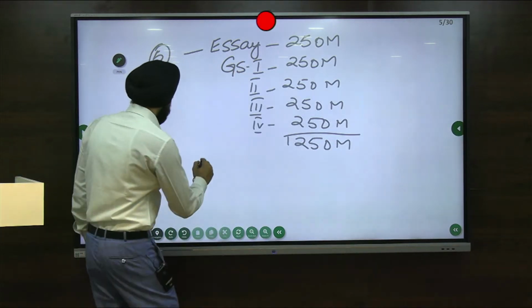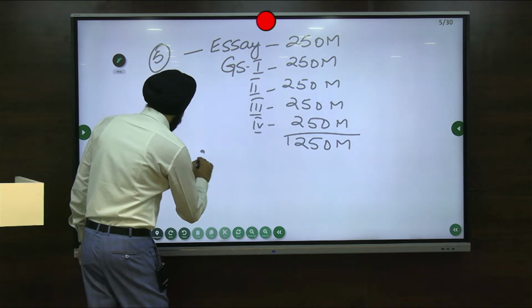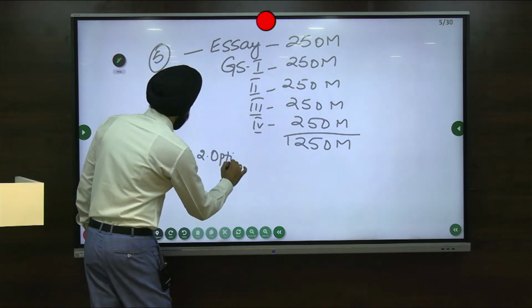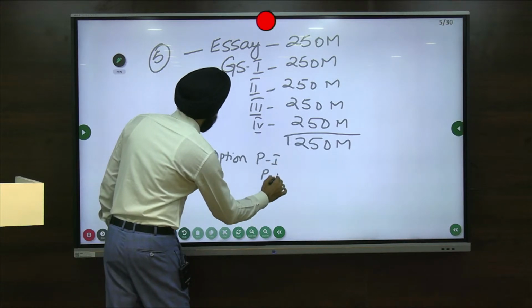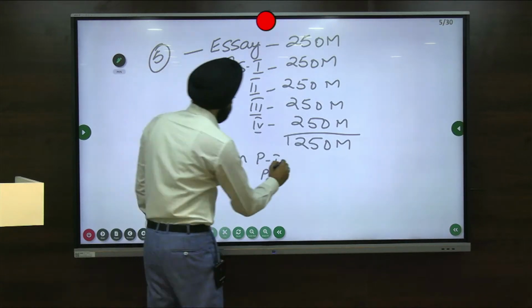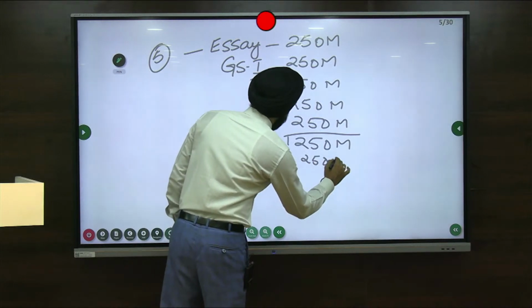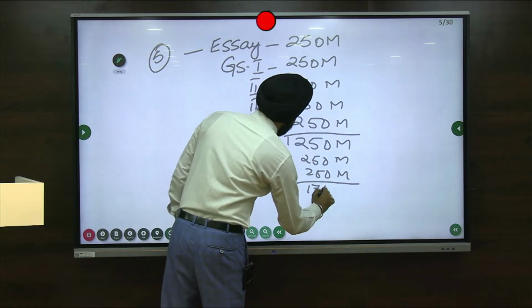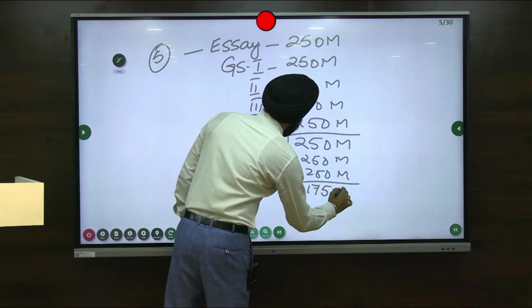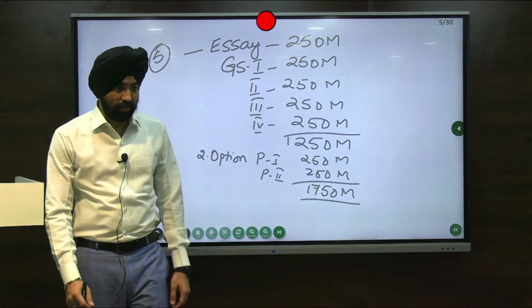Other than this, you have one optional subject of 2 papers each, paper 1 and paper 2. Only one subject, 2 papers basically. So the score again is 250 plus 250. So the total goes to 1750 marks for your mains examination completely.